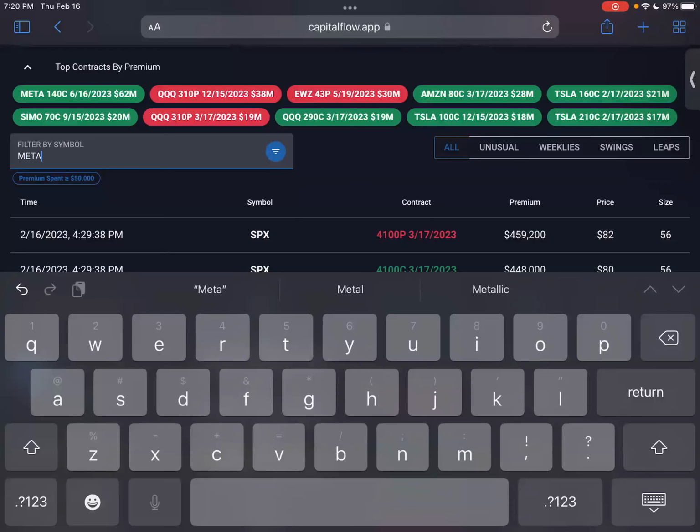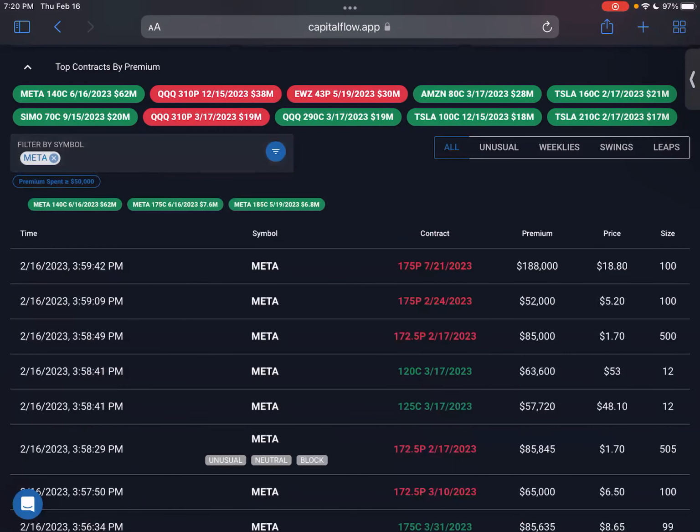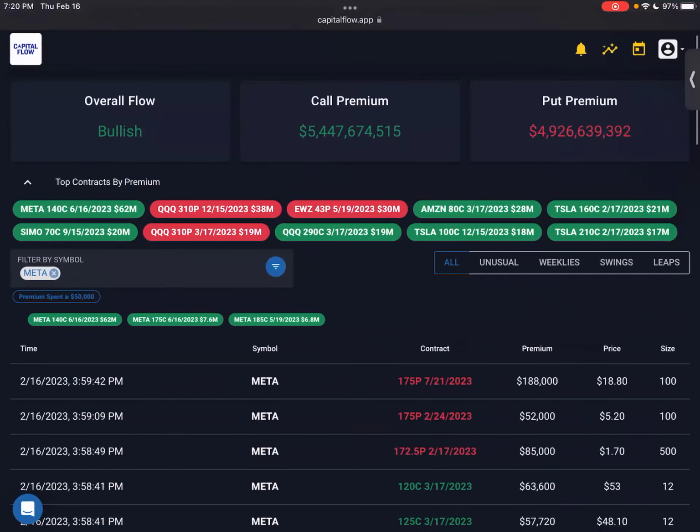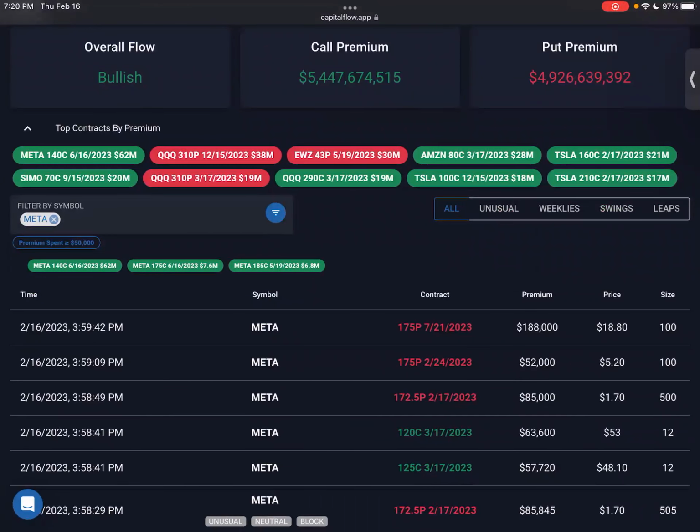You come in the filter by symbol, you look at Meta, boom. You see all the Meta contracts that were bought for the day. And some tickers, depending on how much money they have going into them, they'll actually give you 3 or 4 of the top bot contracts for that day. So when you search up Meta, you can exactly see, we already know that the 146.16 call had the most at 62 million. Next to that, we have Meta 175 calls, 616, 7.6 million. And then we got these 185 calls, 6.8 million. So it's really a top-down analysis, right?